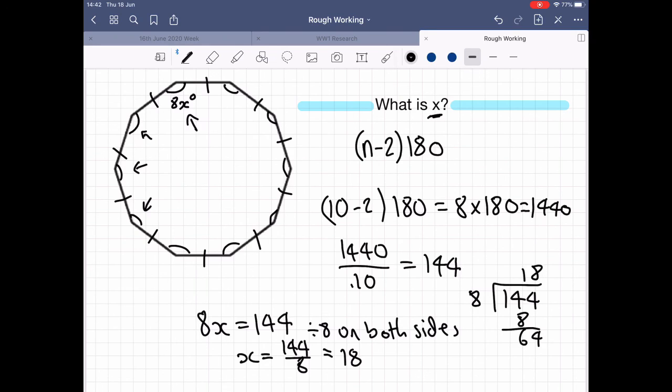which is the date for today. So our answer for the 18th of June is 18.